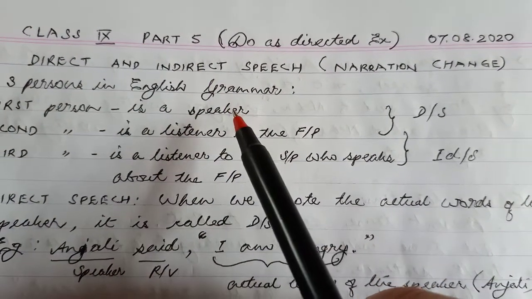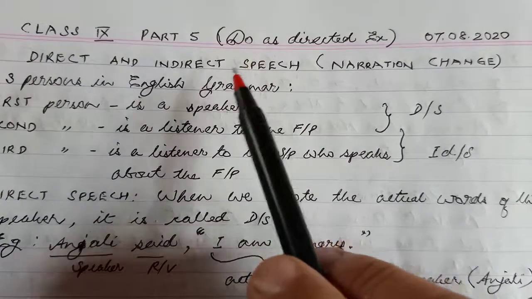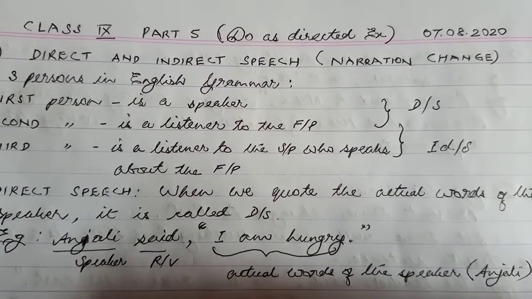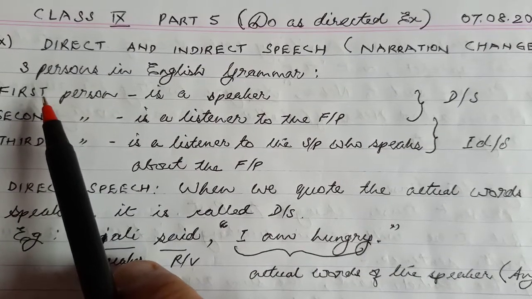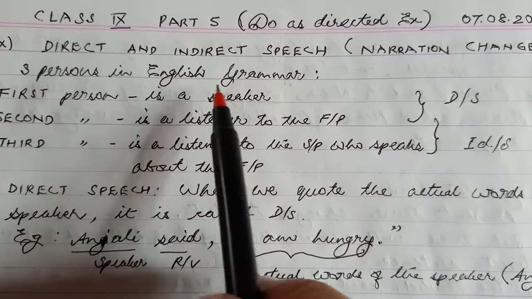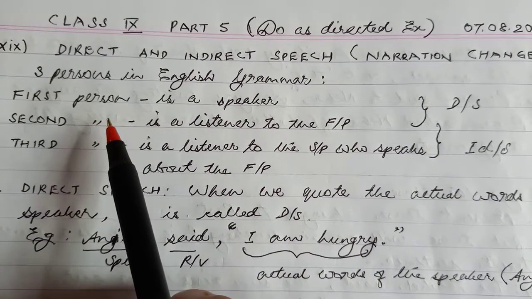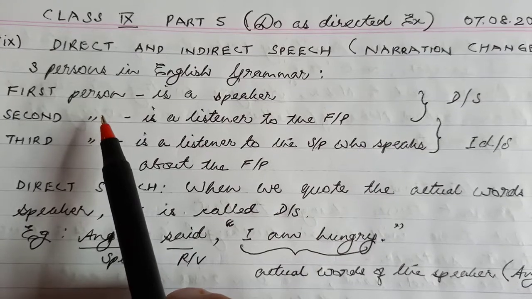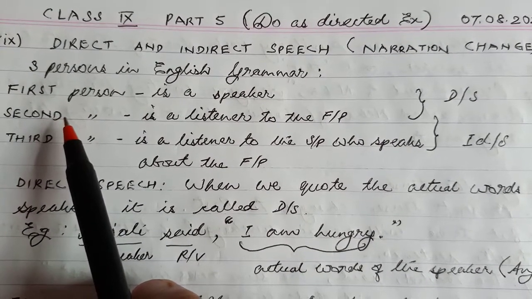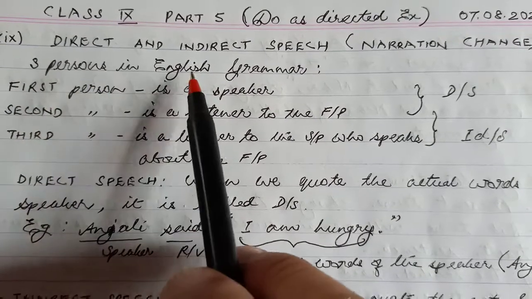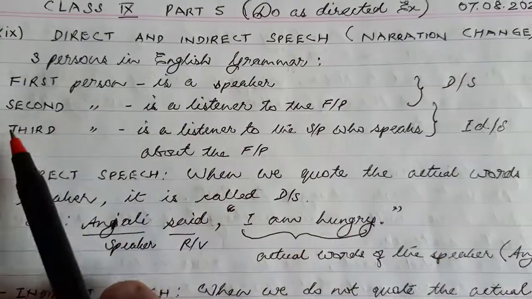Now, before we come to discuss direct and indirect speech, we need to know the background of this chapter. So, when we talk about the background of this chapter, we should know the three persons in English grammar, right? And I'm sure that you all are well aware of the three persons in English grammar because this is done in your previous classes also, right? So, anyway, let's have a revision in three persons in English grammar to arrive into our today's topic, direct and indirect speech or narration change.